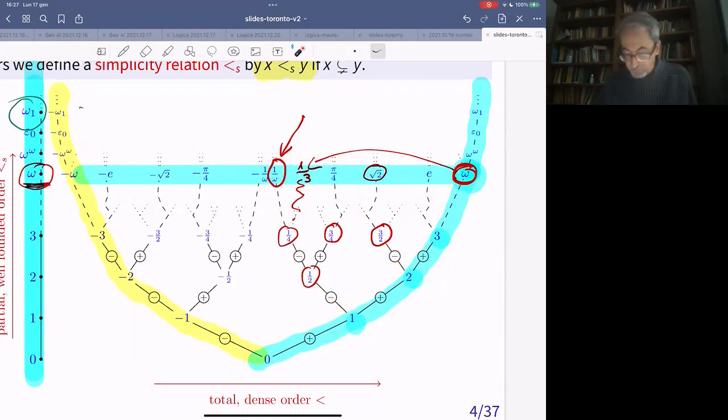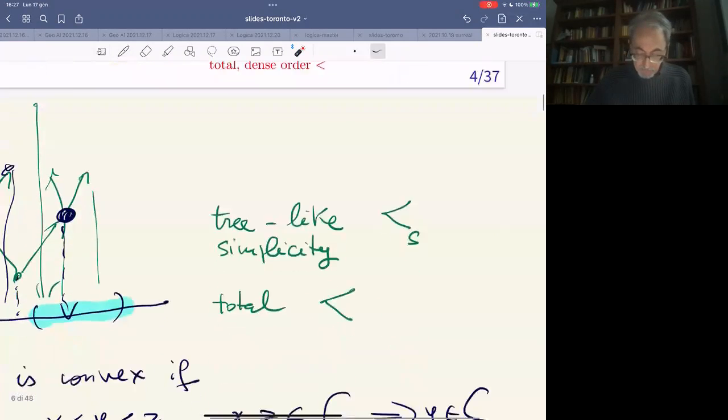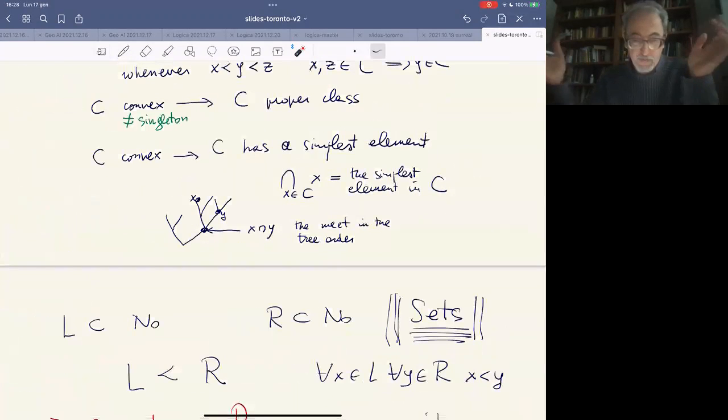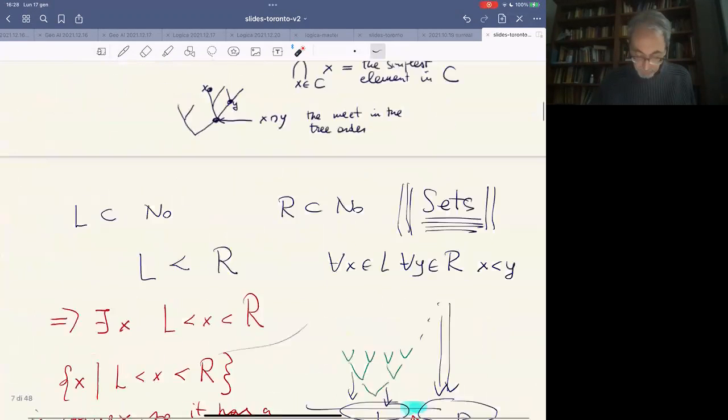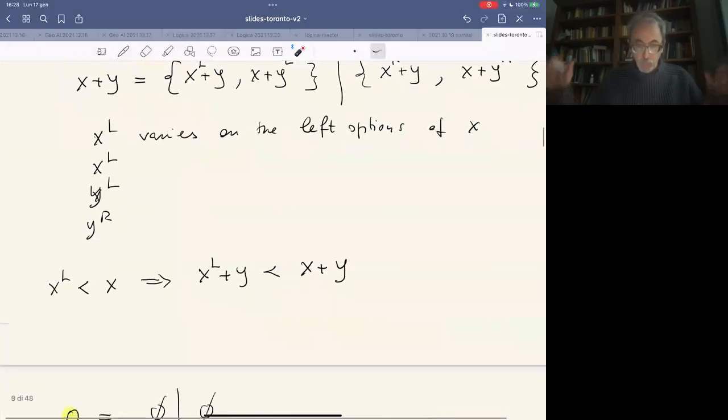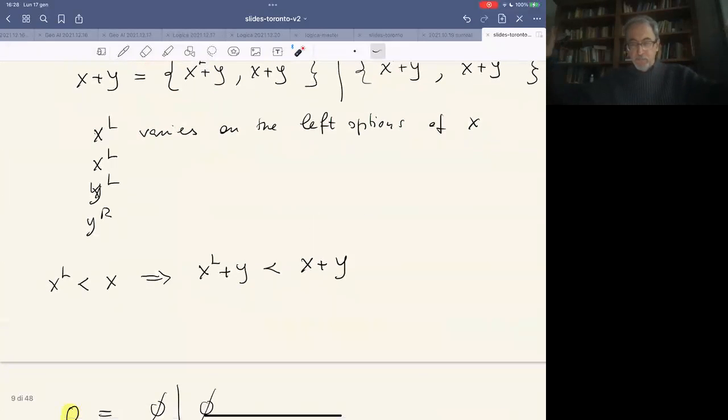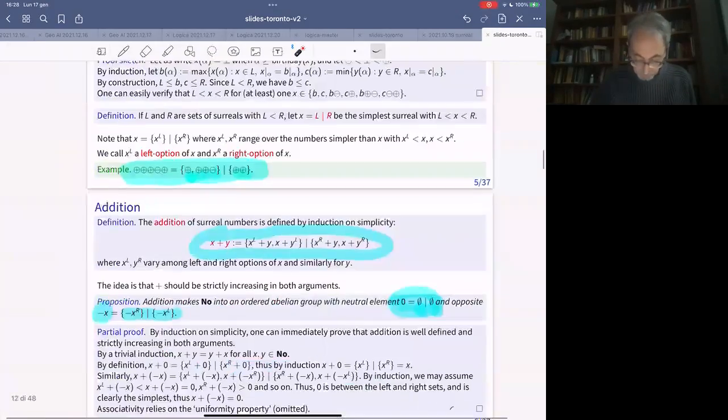In some sense, this is, according to Conway, the simplest definition of the real numbers, simpler than Dedekind cuts. So you could have stopped at level omega from the very beginning and defined the real numbers in this way.